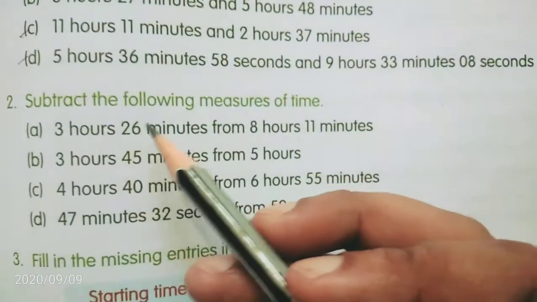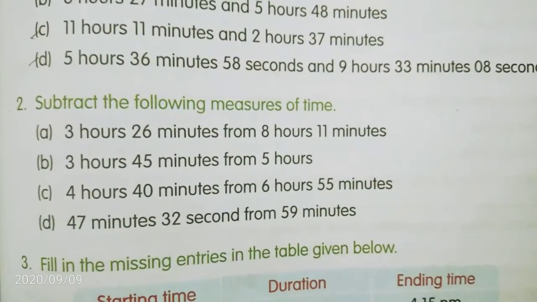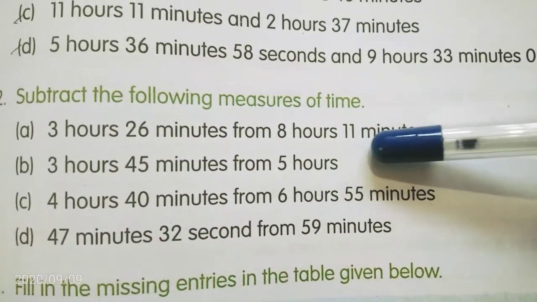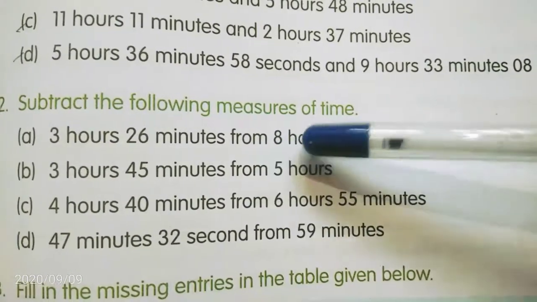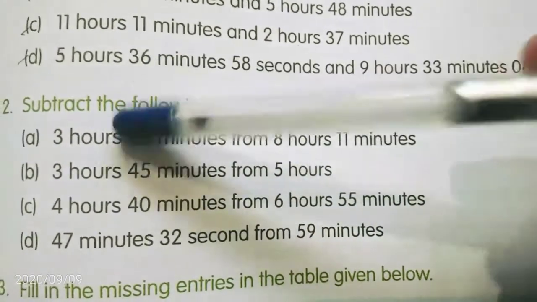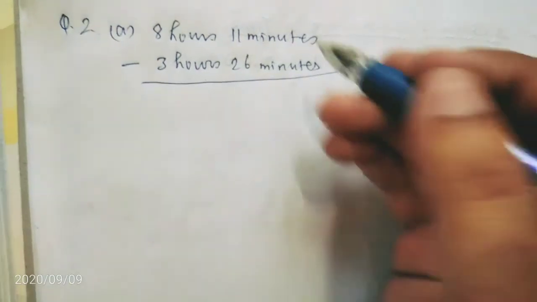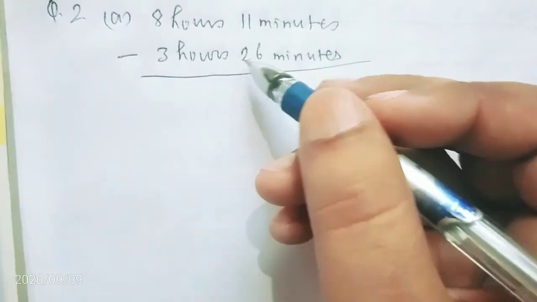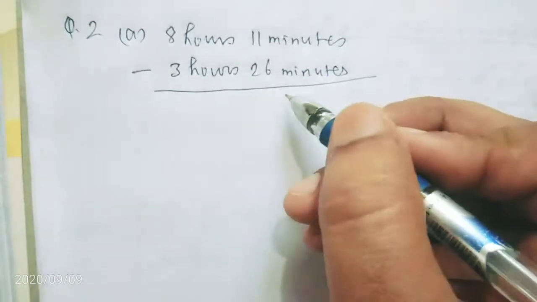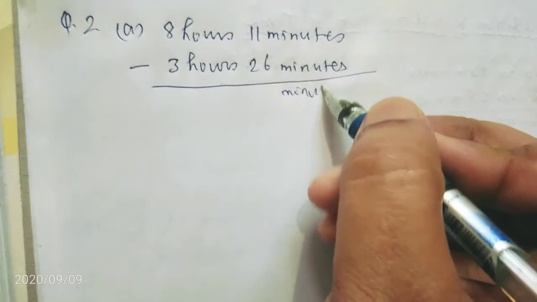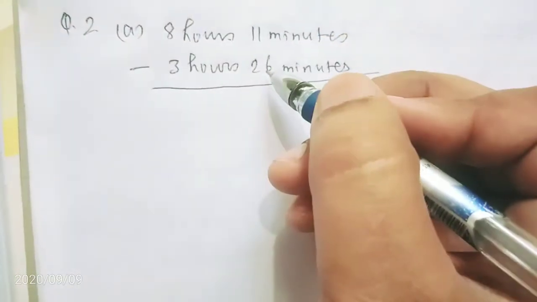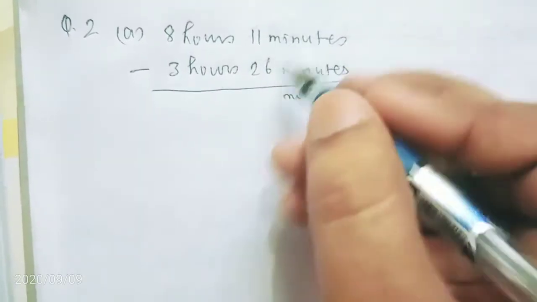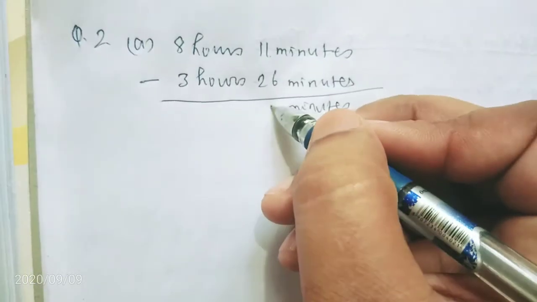Now subtract the following. Now see this subtraction. So here it is 3 hours 26 minutes from 8 hours 11 minutes. That means from, this will be on the top, and from this you have to subtract this number. In this question you can see 8 hours 11 minutes minus 3 hours 26 minutes. So first of all, right here minutes, 11 minus 26, it is not possible.